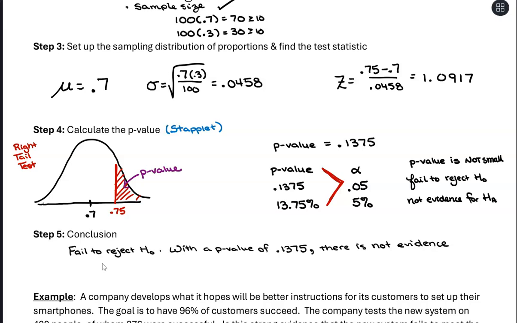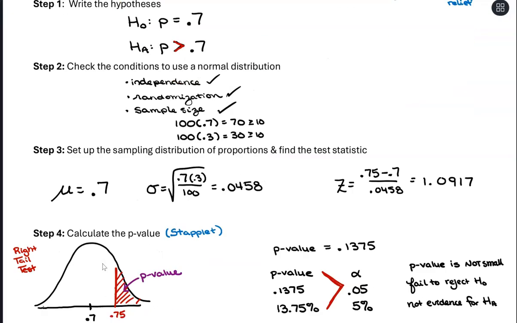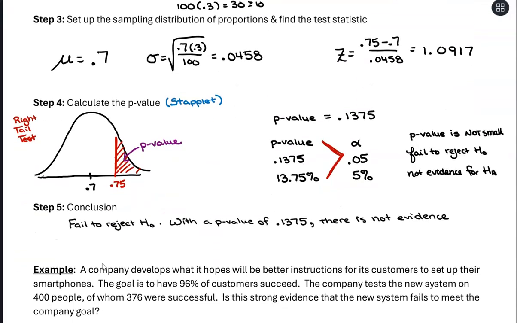And then I'm going to go back to the wording of the problem and remind myself what that alternative hypothesis represented. We wanted to test whether it is more effective, or is this evidence that the new drug is better? And we're saying it is not better. It is not more effective. So there is not evidence that the new drug is better. There is not sufficient evidence to prove that the new drug is better.